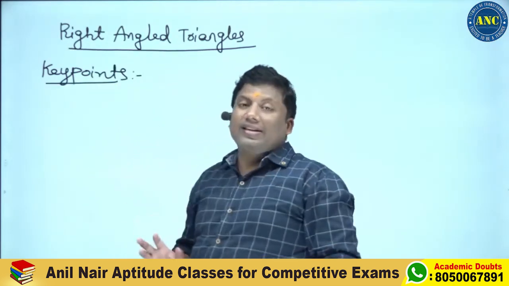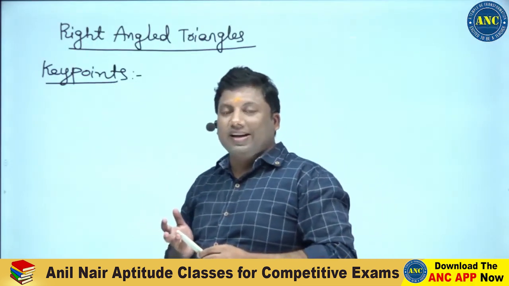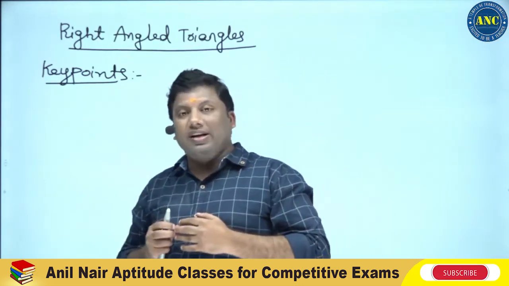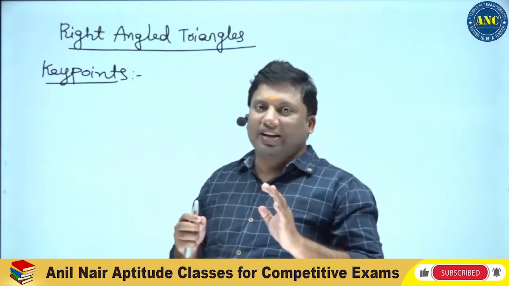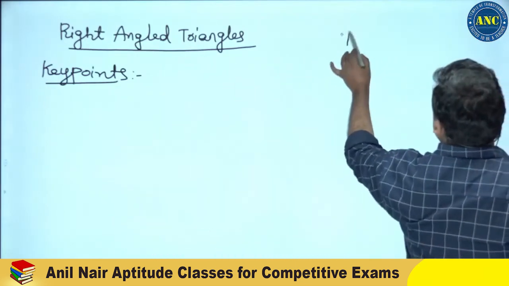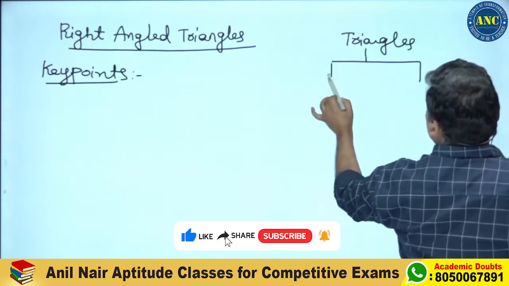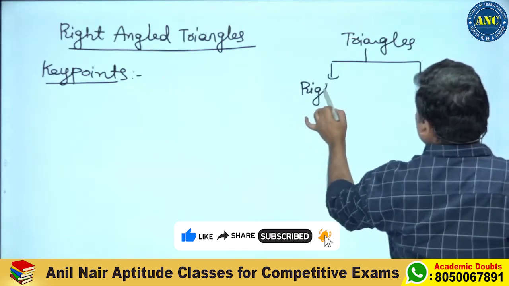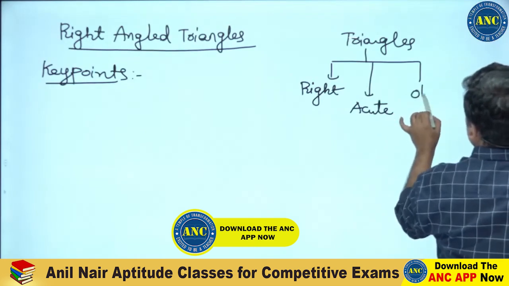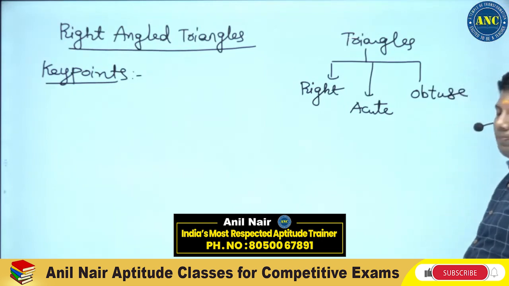Based on the angle, there are three kinds of triangles. If one angle is 90 degrees, it is called a right angle triangle. If all the angles are less than 90 degrees, it is called an acute angled triangle. If one angle is greater than 90 degrees, it is an obtuse angled triangle. First we will complete right angled triangle, then acute angled triangle, then obtuse angled triangle.